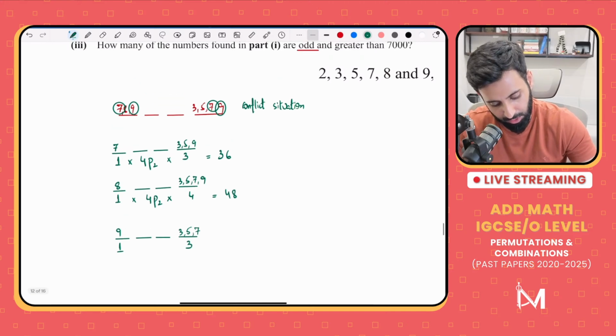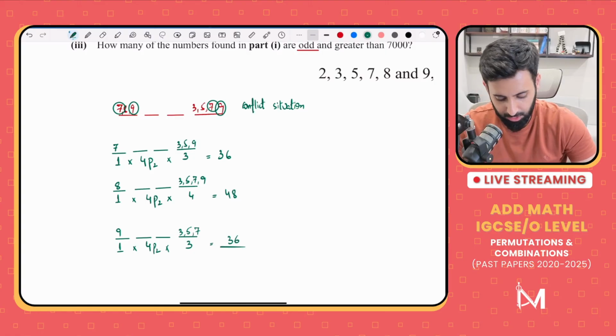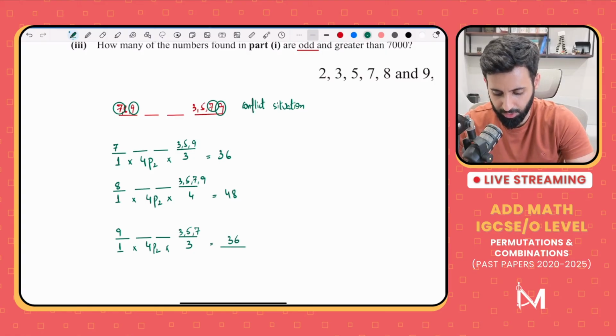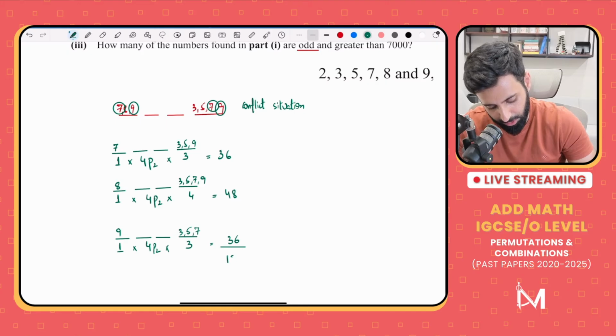Now, in between, once again, we have 4P2. So what's 1 into 4P2 into 3? That's equal to 36 again. So 36 plus 48 plus 36, what's that equal to? That's equal to 120.